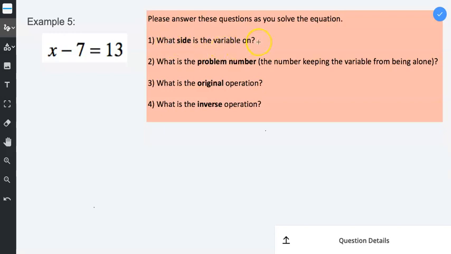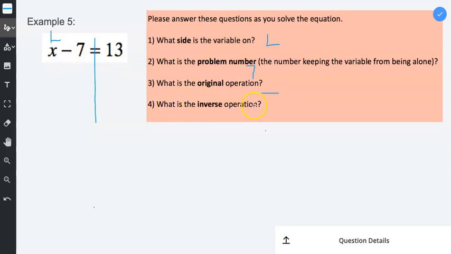What side is the variable on? The variable is on the left side of the equal sign, so I'm going to put an L. What is the problem number? The problem number is the 7. The 7 is what we're trying to get rid of. What is the original operation? Well, the original operation is subtraction.